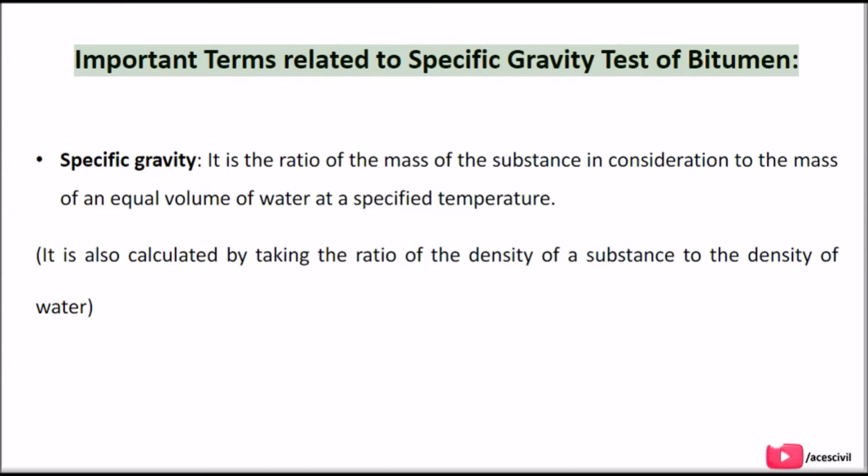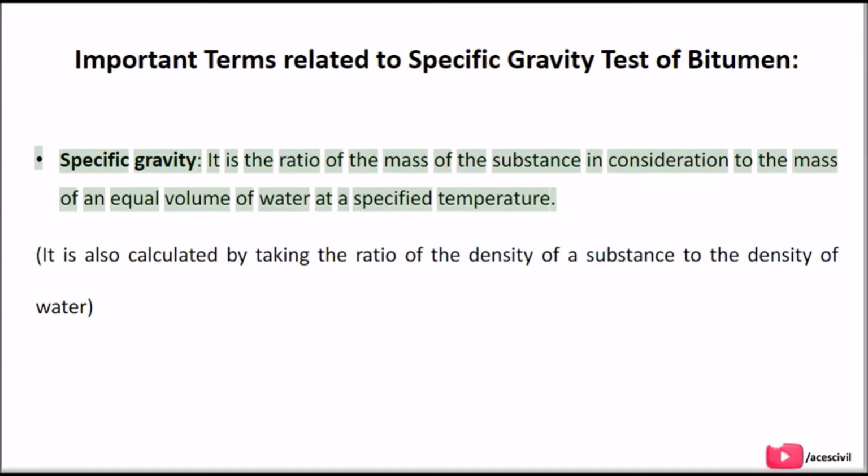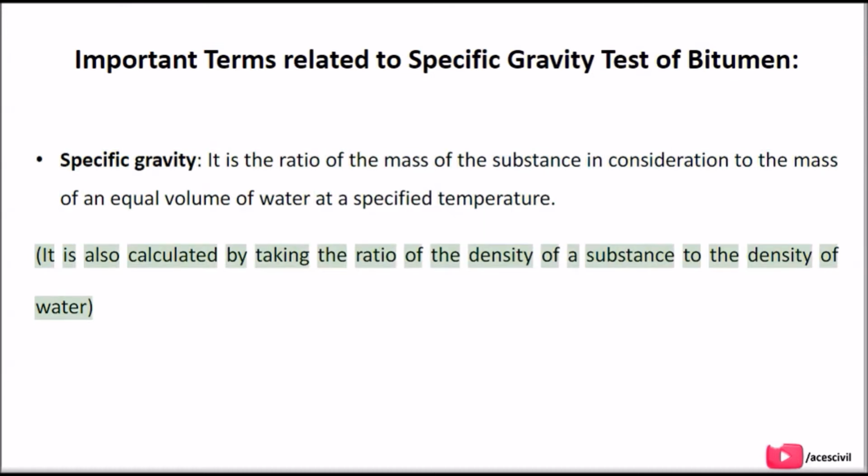Important terms related to the specific gravity test of bitumen. Specific gravity: it is the ratio of the mass of the substance in consideration to the mass of an equal volume of water at a specified temperature. It is also calculated by taking the ratio of the density of a substance to the density of water.